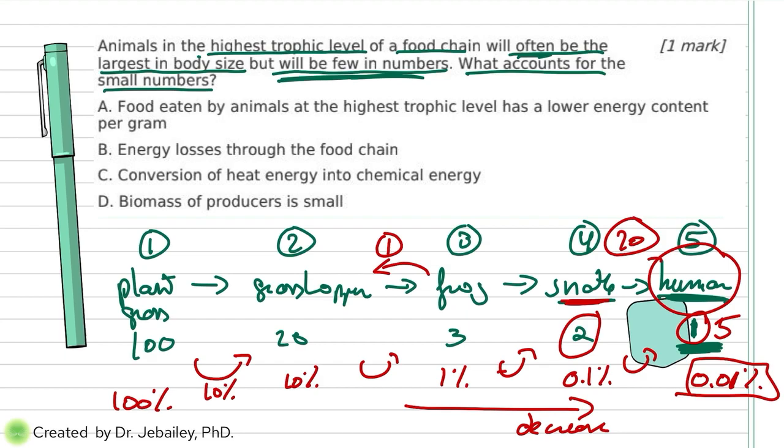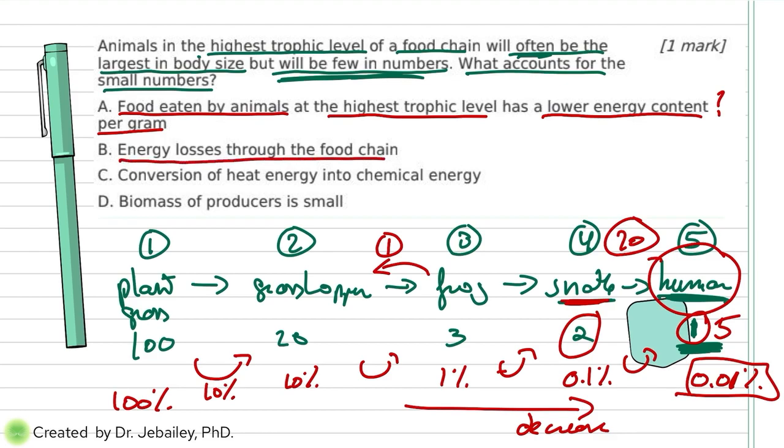So looking at the reasons here, we have first, A, food eaten by animals at the high trophic level has a lower energy content per gram. That could be a reason. So we don't know, so put a question mark. Here it says the energy losses through the food chain. That could also be a reason, so we put a question mark. Conversion of heat energy into chemical energy. We know that heat cannot convert back to anything. Once heat is done, it is done.